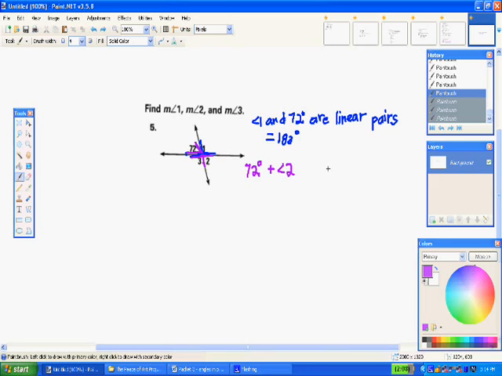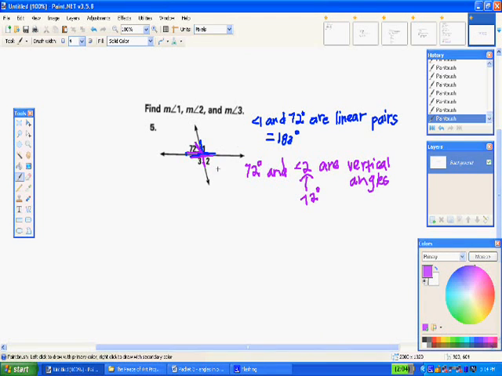Oops, I shouldn't write it like that. That's confusing. Okay, let's try that again. The 72 degrees, whatever angle that is, and angle 2 are vertical angles. So what this tells me is that they need to be equal to each other. So we know right away that angle 2 is 72 degrees. And I'm going to go ahead and label my diagram 72 degrees.